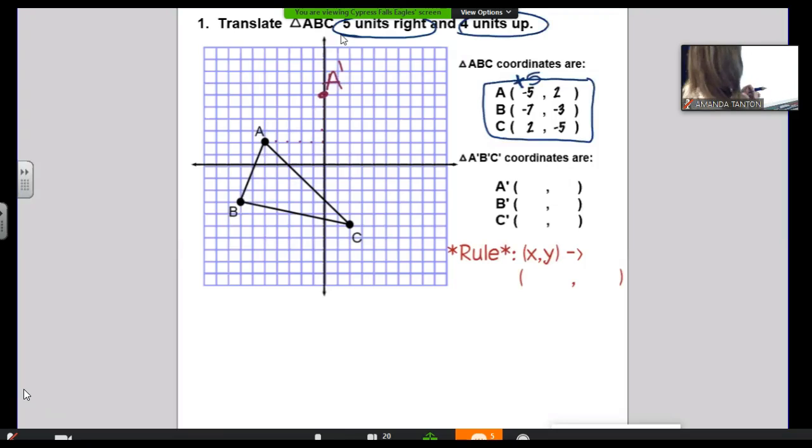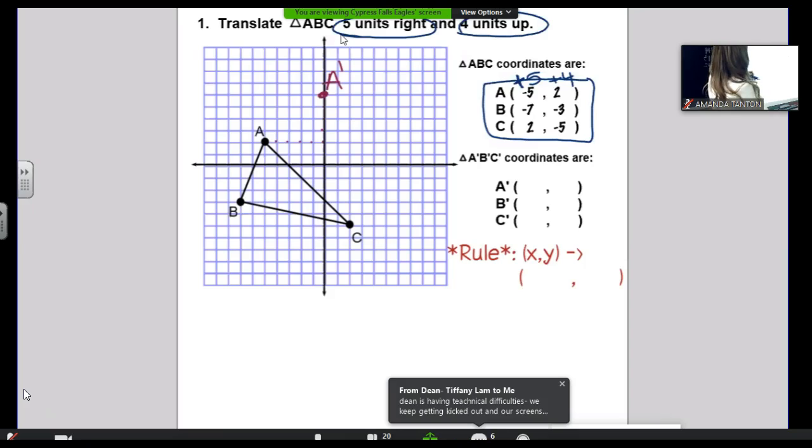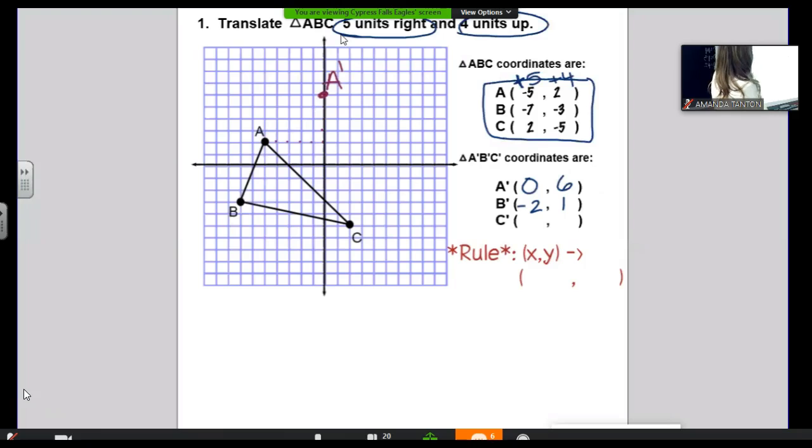So now we can come up with our new coordinates without even using our graph at all. Negative 5, 2 would become 0, 6. Negative 7, 3 would become negative 2, 1. 2, negative 5 would become 7, negative 1. Our rule would be a summary of what we did to our coordinates. So our rule would be x plus 5, y plus 4.